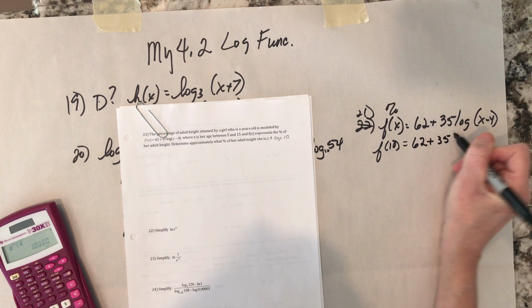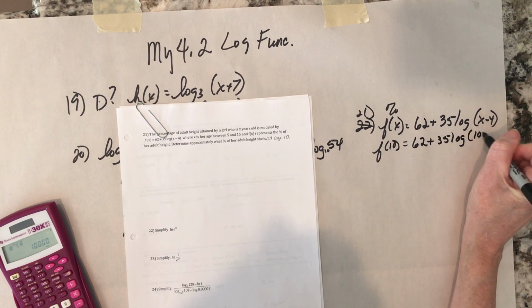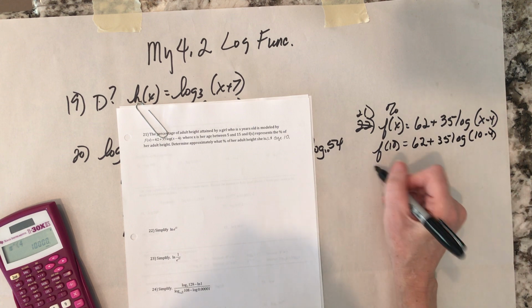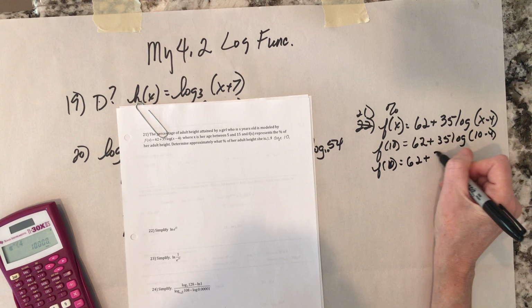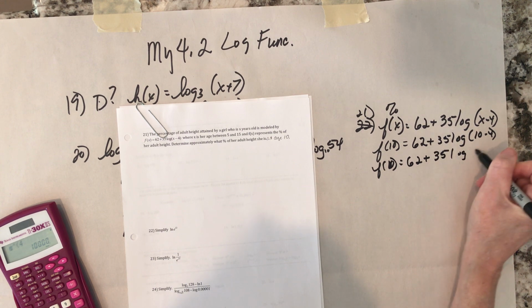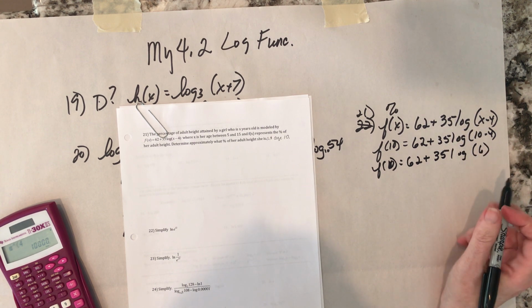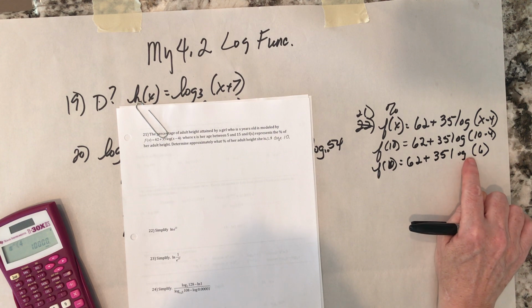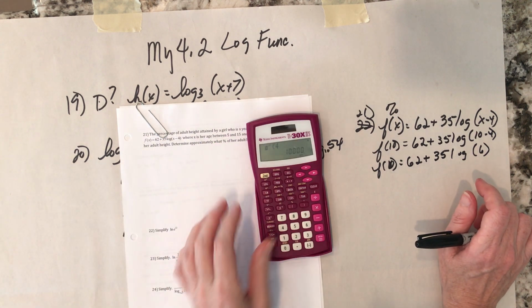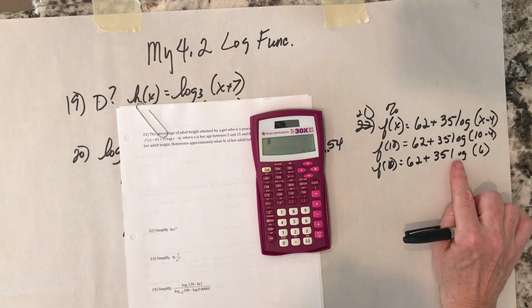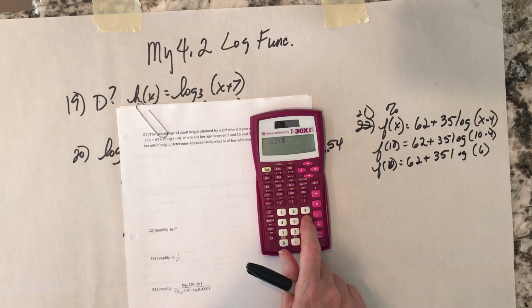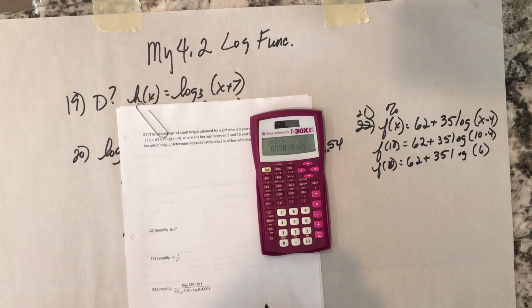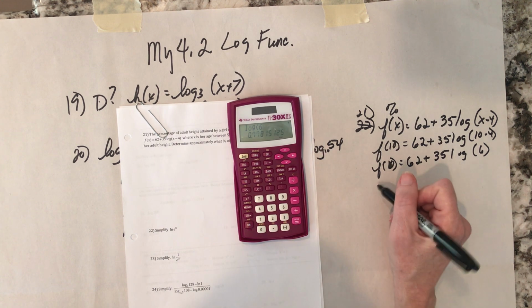So plus 35 times the log of 10 minus 4. Let's do the parentheses first. 62 plus 35 times log of 6. So we're going to take the common log of 6. Grab your calculator and go to the common log button. It's this first one here. So log of 6 gives us that mess. Leave that in your calculator.